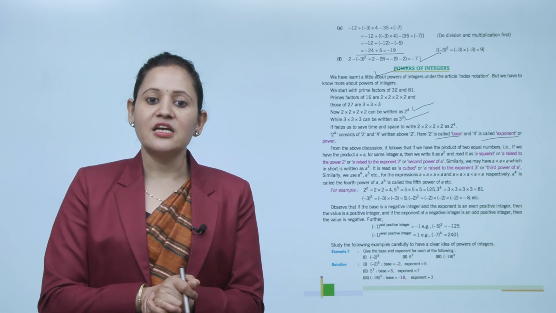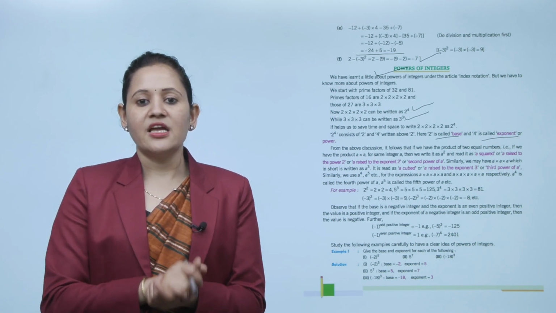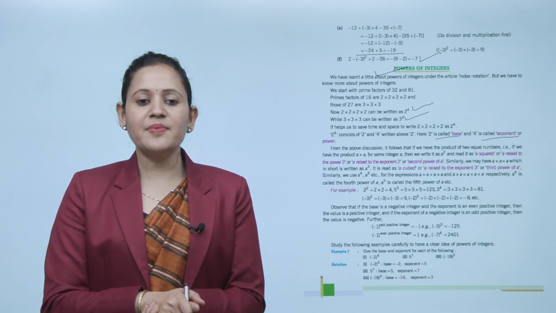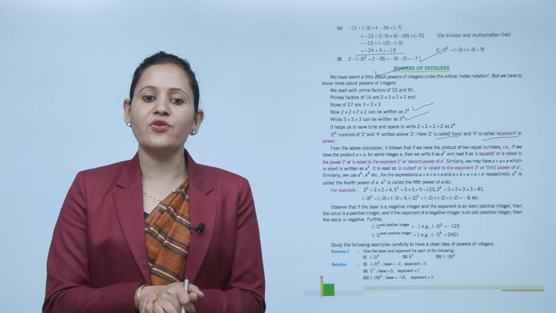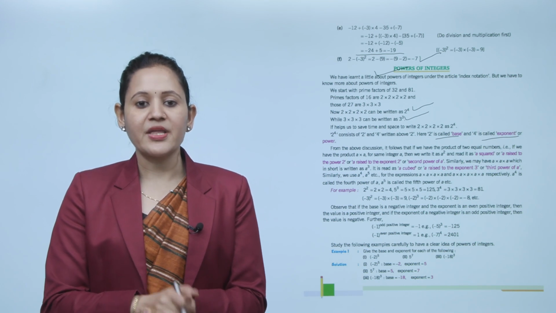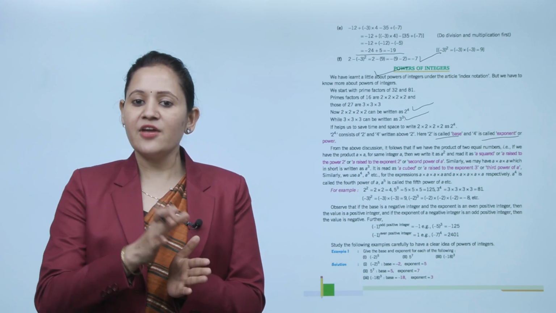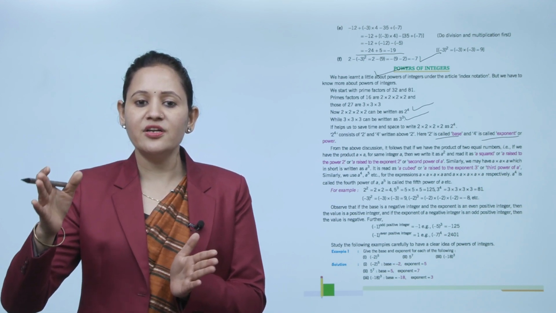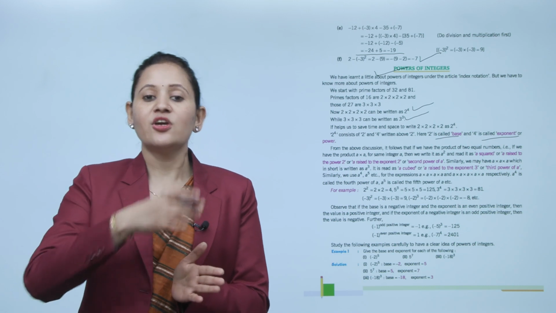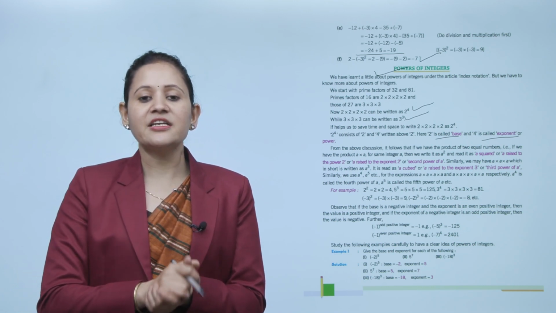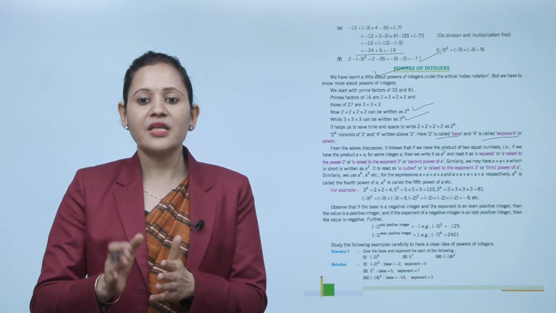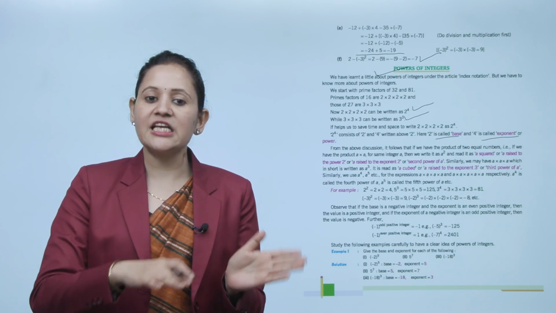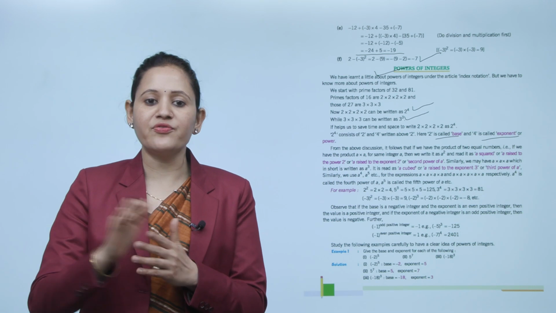It is read as a cube, a raised to the exponent 3 or third power of a. Similarly, we use a to power 4, a to power 5, etc. For the expression a multiplied 4 times, we will write a to power 4. If 5 times, then a to power 5. That is, a to power 4 is called the fourth power of a, and a to power 5 is called the fifth power of a.